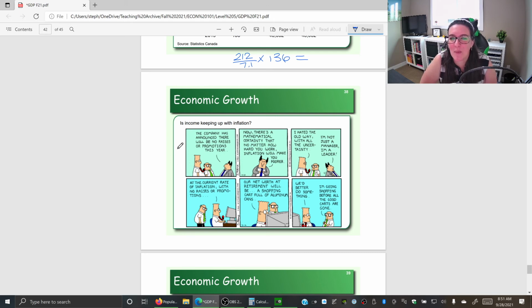Now there's mathematical certainty that no matter how hard you work, inflation will make you poor.